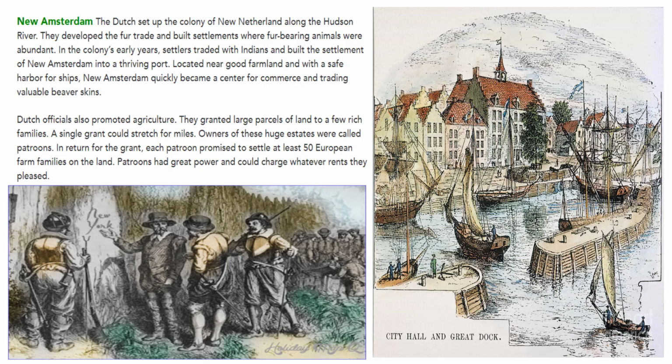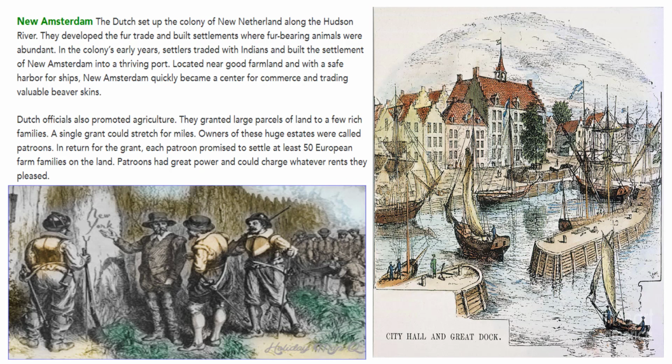So now we can answer question number 4. How did the Dutch make money early on during the history of the New Netherland colony? They made it through the fur trade. Question number 5. What 2 things helped make New Amsterdam a perfect location to be successful? Well, number 1, they were located near good farmland. And number 2, it was a safe harbor for ships.